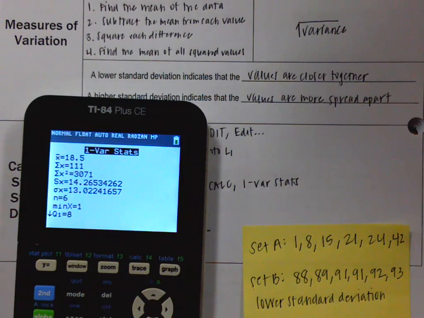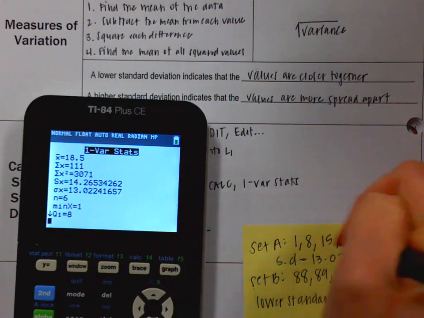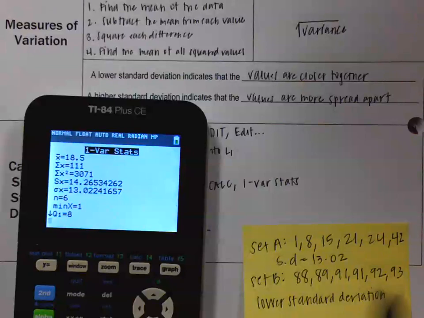So what I want you to try right now on your own is plugging set B into the calculator and getting the standard deviation. In my case, the standard deviation of set A was 13.02. So go through, try it on your own, and get the standard deviation of set B. Pause me here and come back.